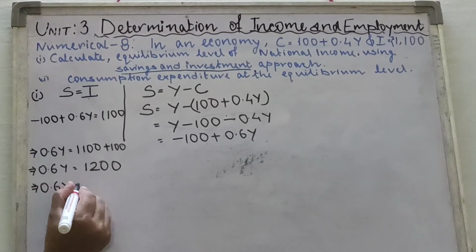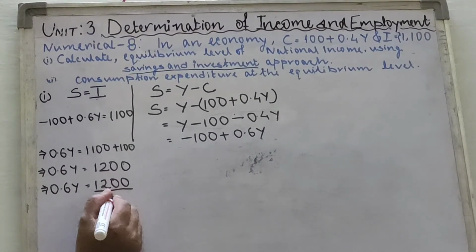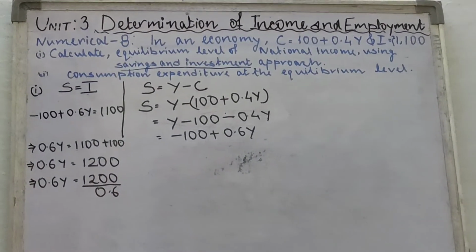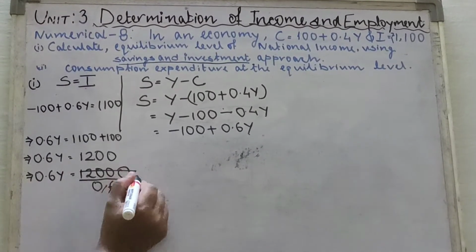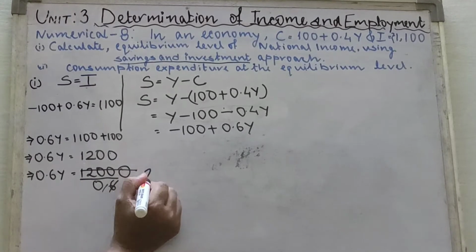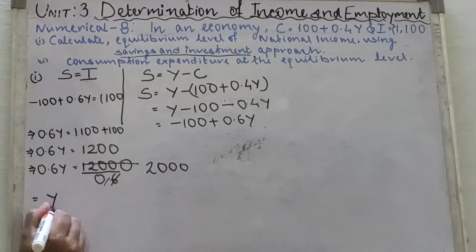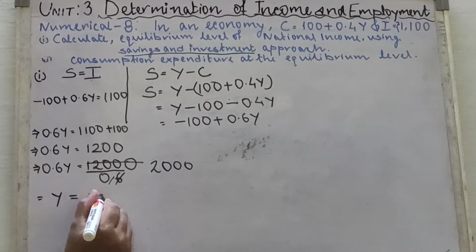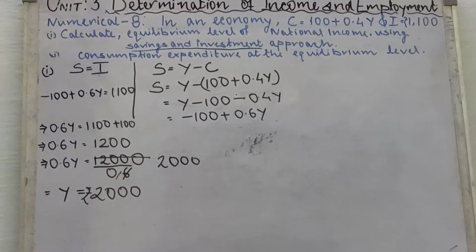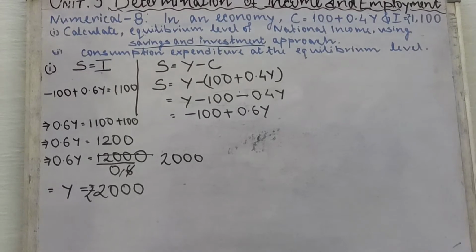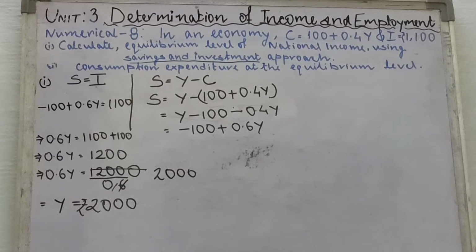0.6Y is equal to 1200, so Y is equal to 1200 divided by 0.6. Here it is 6 twos are 12 and 000. So Y is equal to rupees 2000. Here we got the value of Y, that is, Y is rupees 2000 with the help of the saving and investment approach.